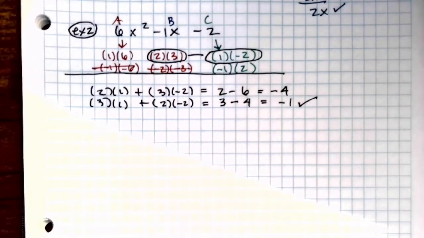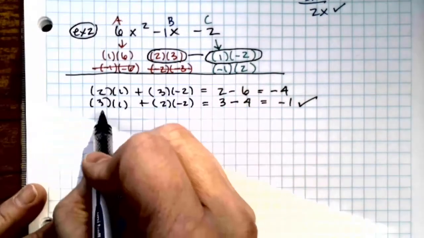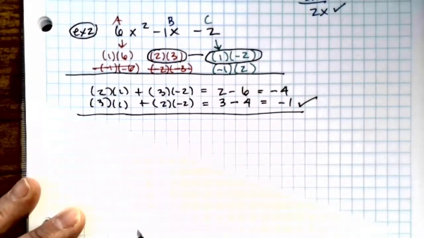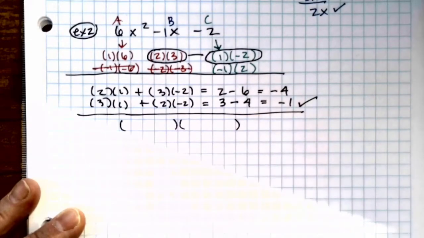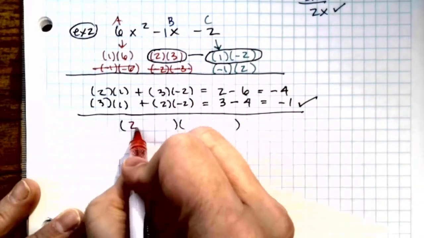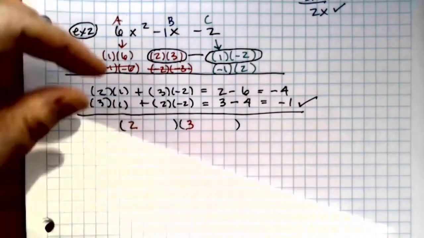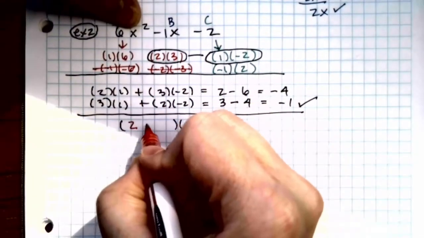If nothing works, it's not factorable. As it is, though, we did find our winning pair. So draw your parentheses. Factors of A go in the first position, so 2 and 3. There's an x squared, so we split the x.